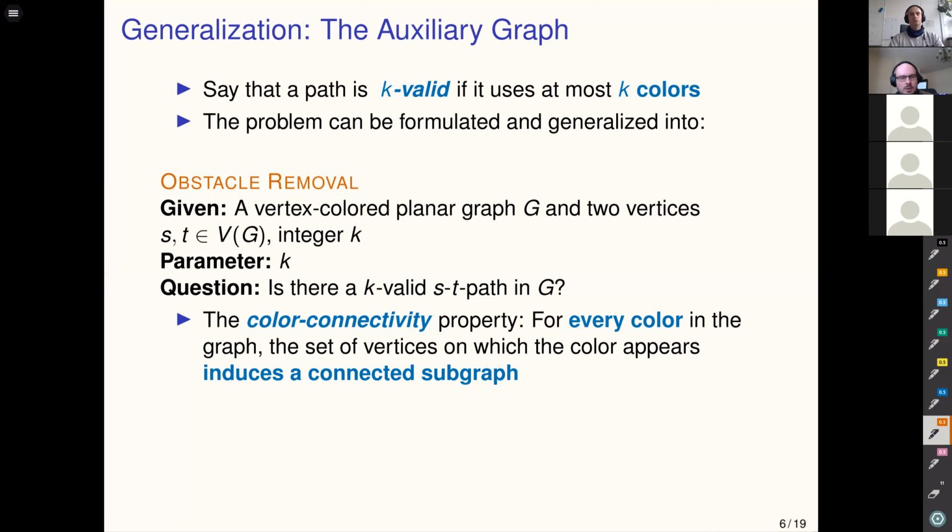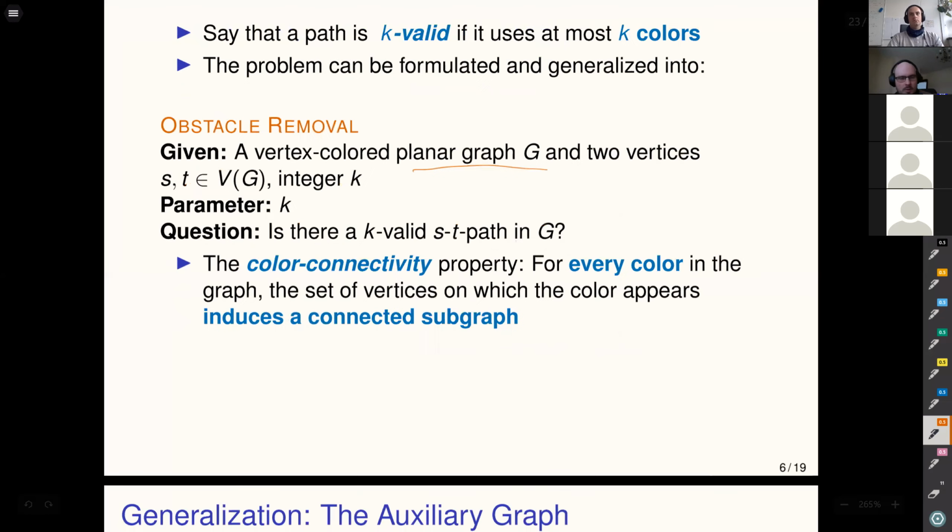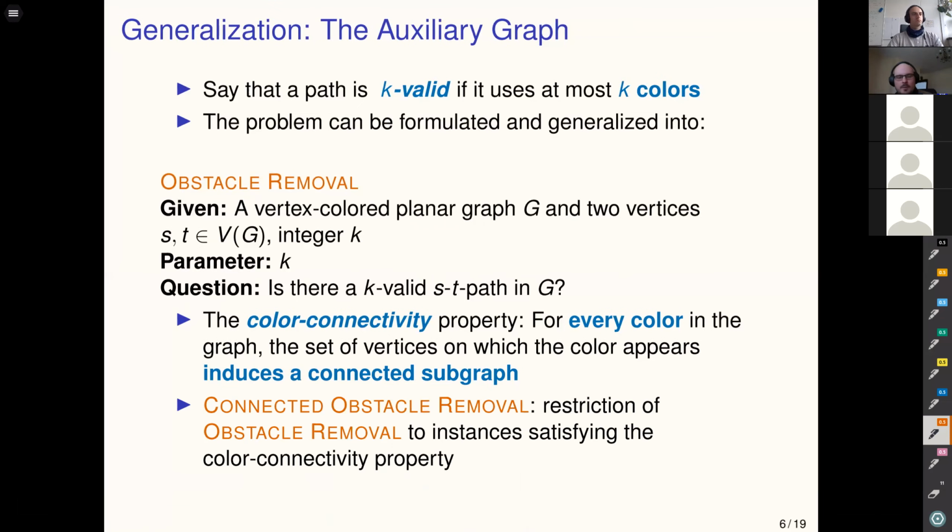And actually, we will always be assuming that we not only have a planar graph G, but actually a plane graph. So we will always fix some embedding into the plane in our algorithms. And basically, we are mostly interested in this connected obstacle removal setting, where the obstacles are connected, and our algorithm is only for connected obstacle removal. But I will also mention some related work on obstacle removal.